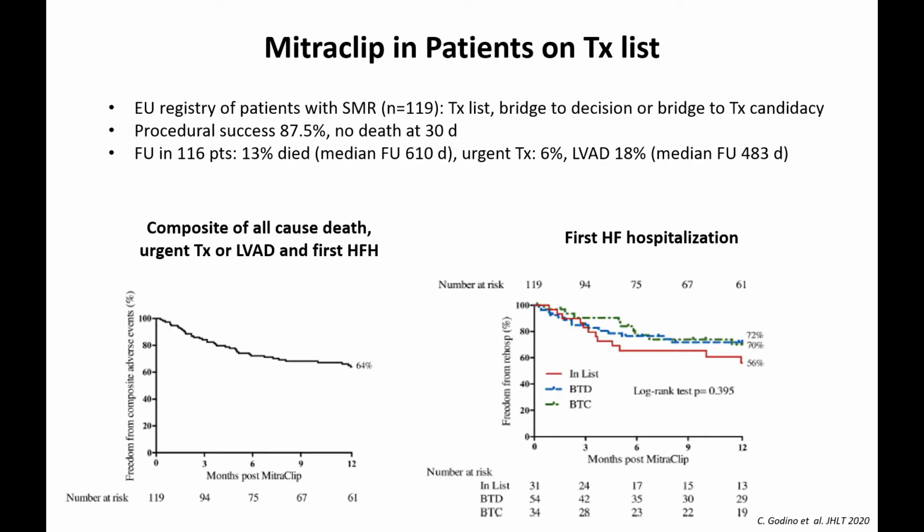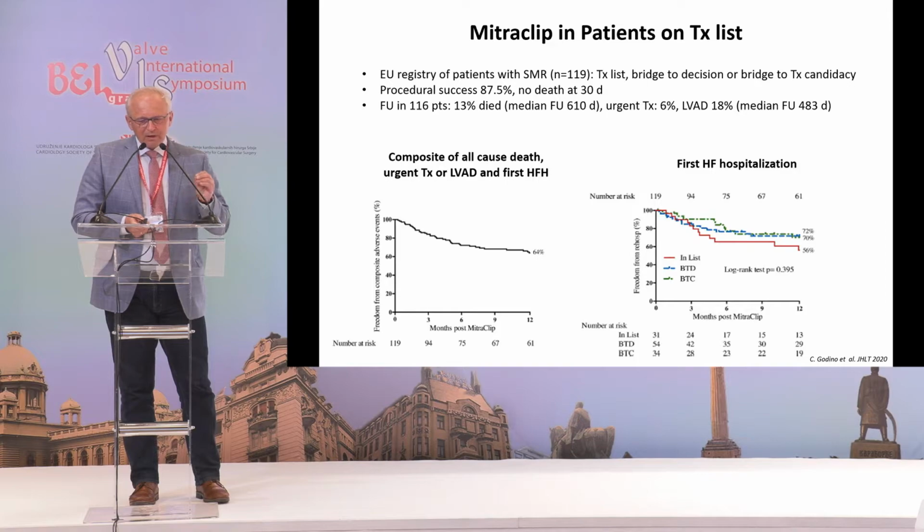Again, the better survival curve, no significant difference for those who are still on the bridge to decision or bridge to transplant candidacy. What also may be relevant to notice is the fact that, and it was also in other studies, in the COAPT or in the MITRA-FR, most of the events, if they happen, happen in the first 6 months. After 6 months, they get sort of stabilized.